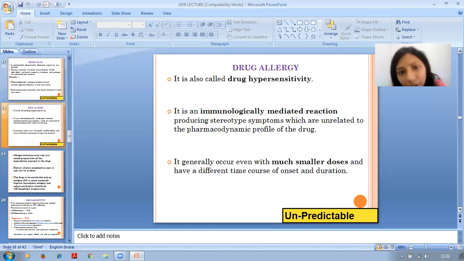Then drug allergy. It is called hypersensitivity, drug hypersensitivity. It is an immunologically mediated reaction and unrelated to the pharmacodynamic profile of the drug. It generally occurs even with much smaller doses and has a different time course of onset and duration.